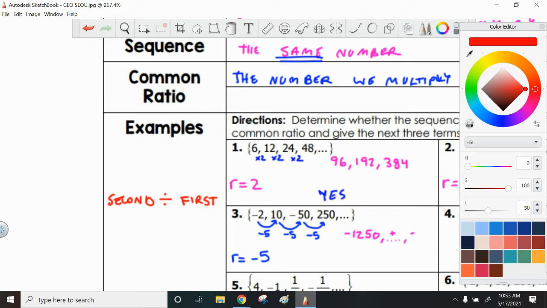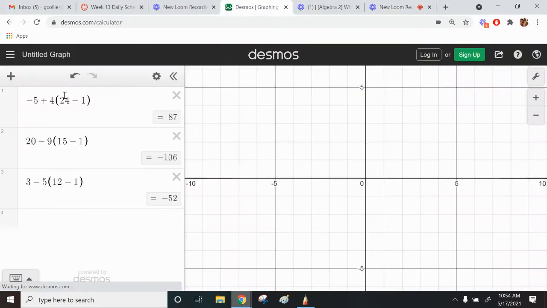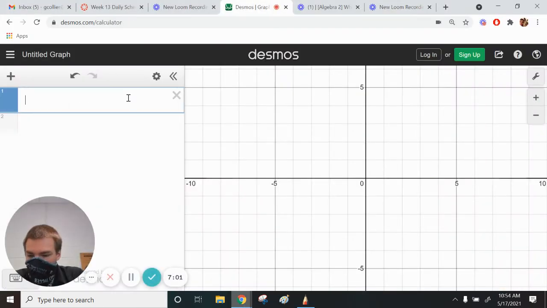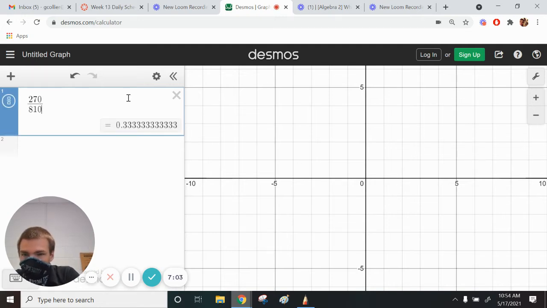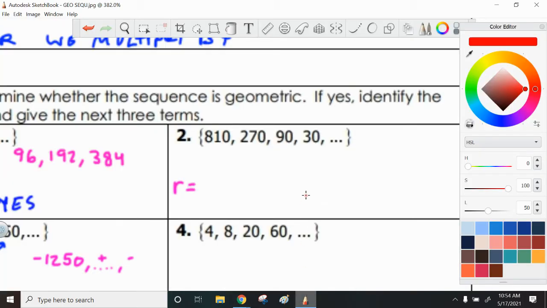And I'll tell you this, when it comes to arithmetic, you guys can pretty much figure out the difference every single time. When it comes to the ratio, you're going to need to know this because some of the ratios are tricky to find. Some of the ratios can be a bit nasty. So if I'm going to do second divided by first, I can just do it in Desmos here. It's going to give me a decimal, and I can even press this button here, if you remember from last week, to turn it into a fraction. And so our ratio would be 1/3.